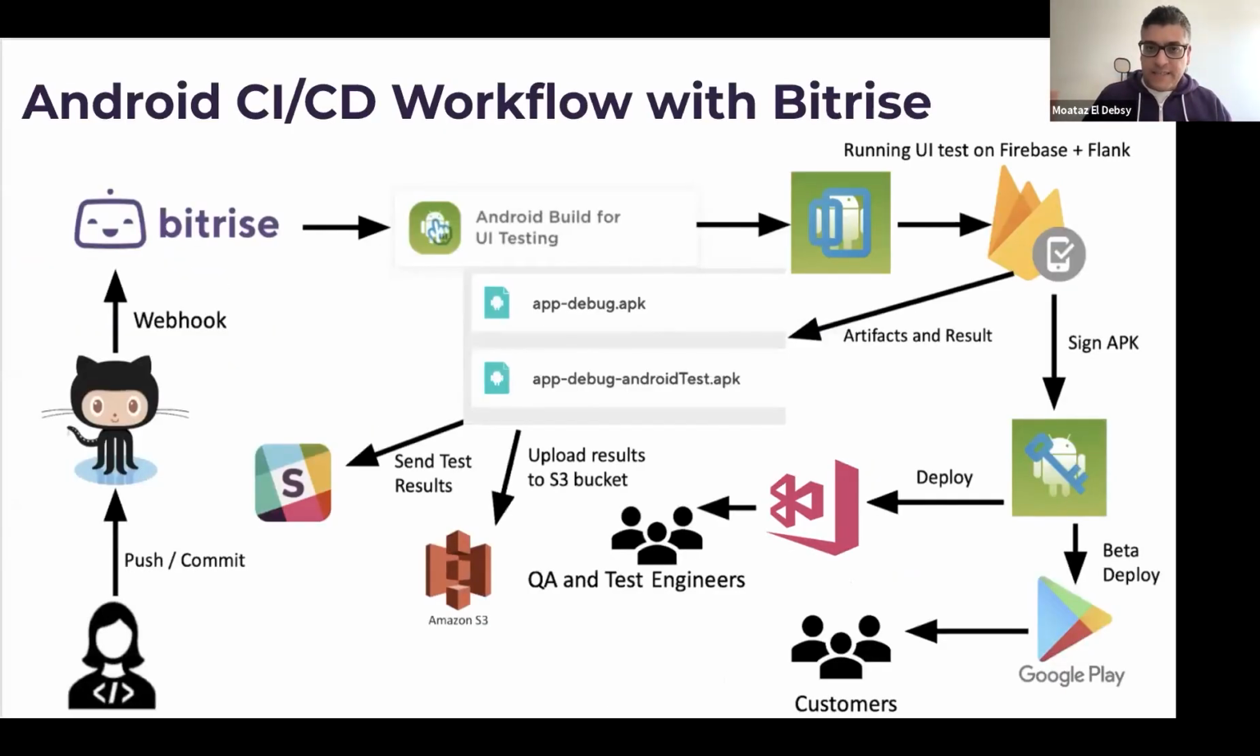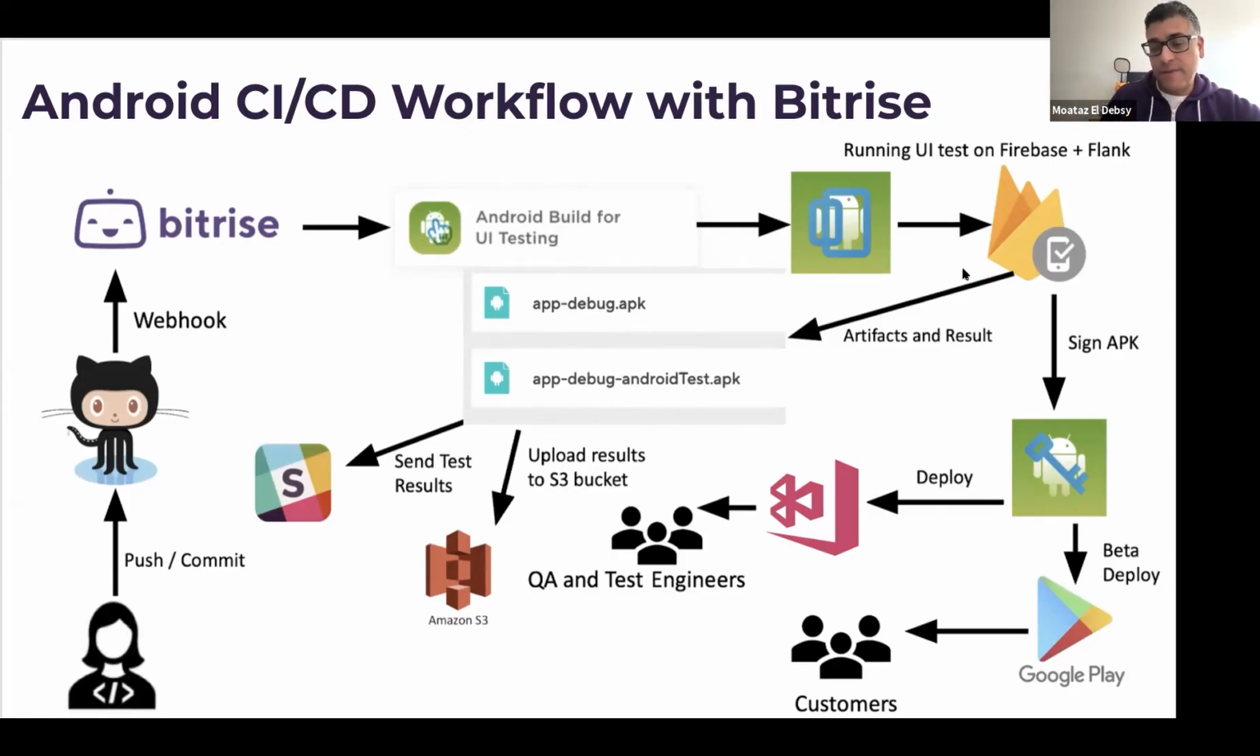And here, for example, this is the workflow. Once you commit or push the code, the webhook will start running on your CI server. We will start building the Android app for UI test, because if you are using Espresso for UI test, this step will build two APKs. One is the application under test itself, and one is a test APK. So the test cases are converted to a test APK.